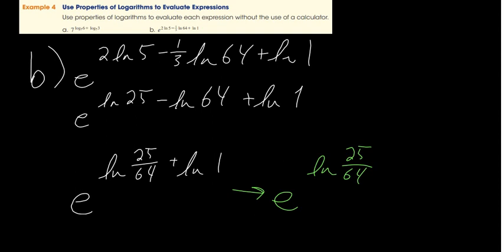Oh, I didn't mean 64. 64 was what was in the radical. The cube root of 64 is 4. Sorry about that.